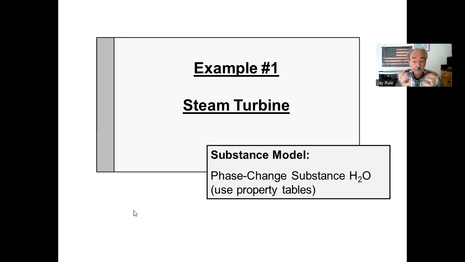And of course, what should come to your mind first is H2O. We've got a phase change substance. So we're going to be using the steam tables to evaluate the properties that we need to analyze our steam turbine.